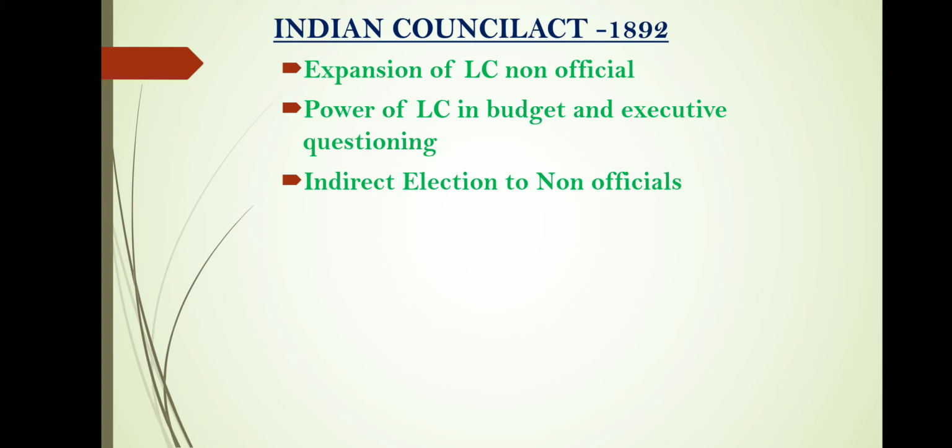It provided for the nomination of some non-official members, that is Indians, to the central legislative council. That was the indirect election. The act made limited and indirect provisions for the use of elections in filling up some of the non-official seats in both the central and provincial legislative councils. The word election, however, was not used in the act. The process was described as nomination made on the recommendation of certain bodies.